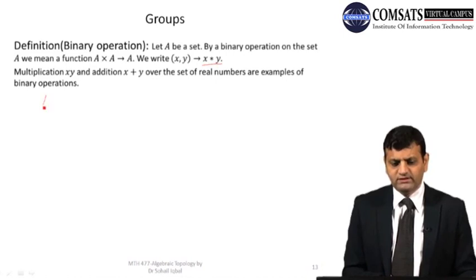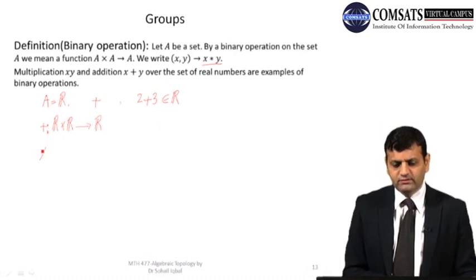So for example, if my set A is the set of real numbers, then addition is a binary operation on the set of real numbers. If I have two real numbers, for example 2, then I can add it to another real number and I will always get a real number. Similarly, if I have in general any two real numbers, then their addition will always be a real number. So it's a function from R cross R to R, so it is a binary operation.